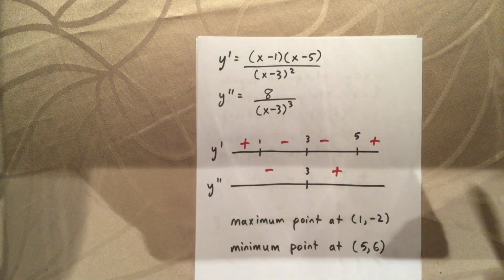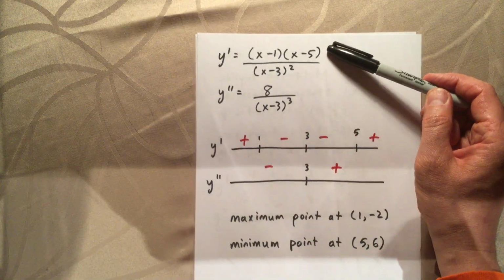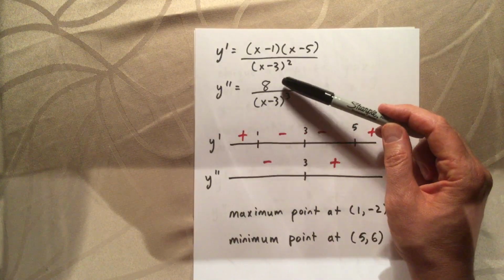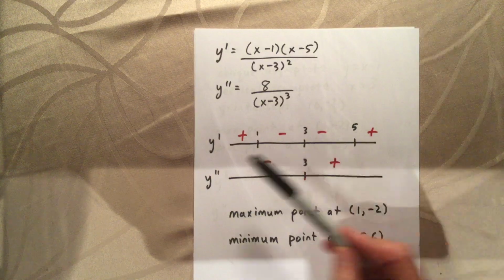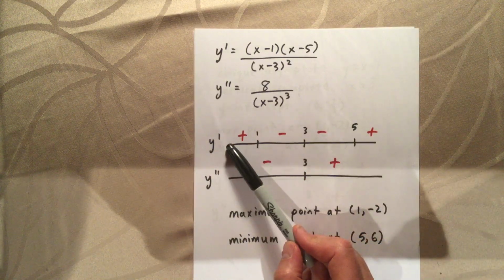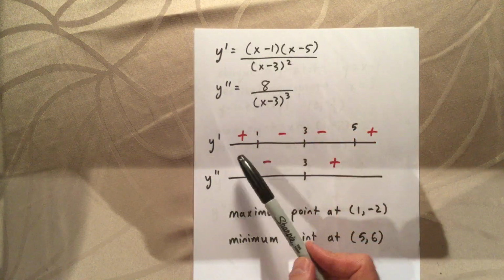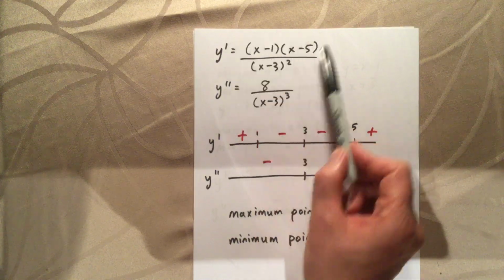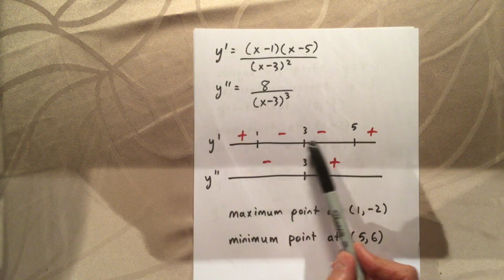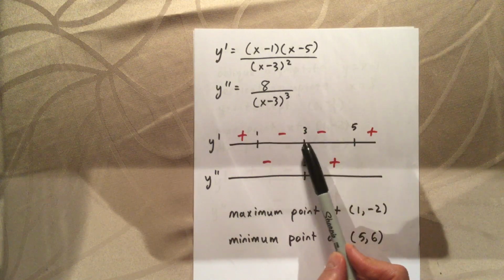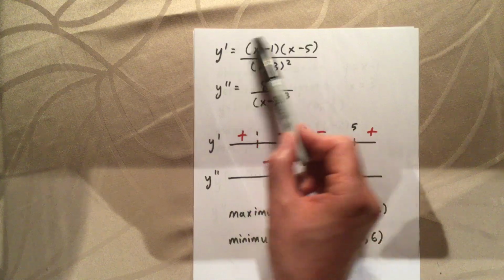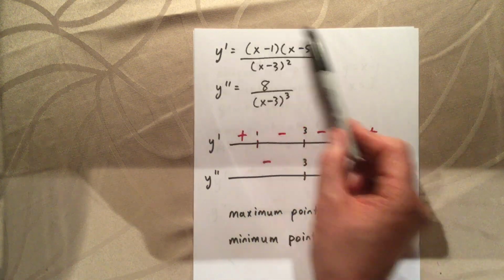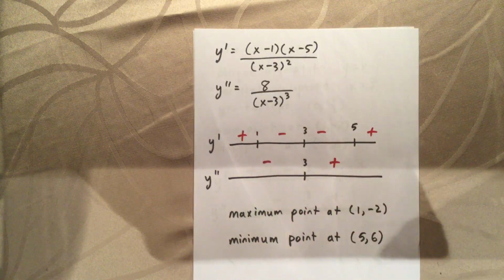So now we're going to try our interval testing. Y prime is (x minus 1)(x minus 5) over (x minus 3) squared. Y prime prime is 8 over (x minus 3) cubed. Taking a number to the left of 1 and plugging it into the expression for y prime, we'll get a positive number. Taking a number in between 1 and 3 and plugging it in here, we'll get a negative number. If I let x be between 3 and 5, we'll get a negative value for y prime. And finally, a number greater than 5 for x will result in a positive y prime value.